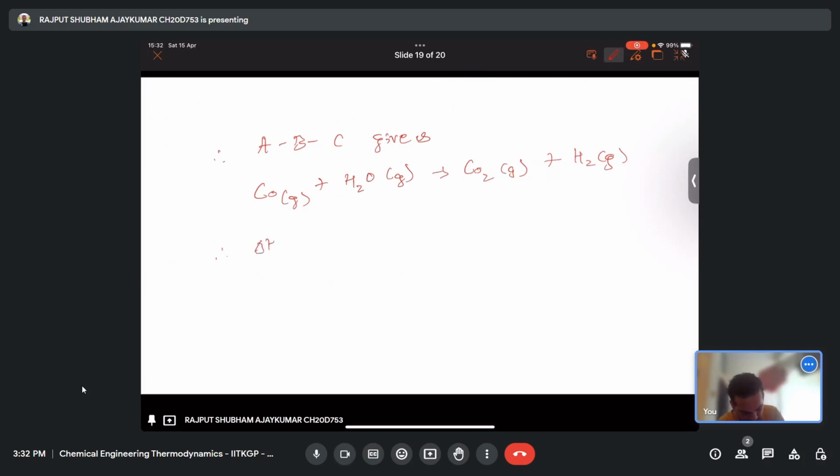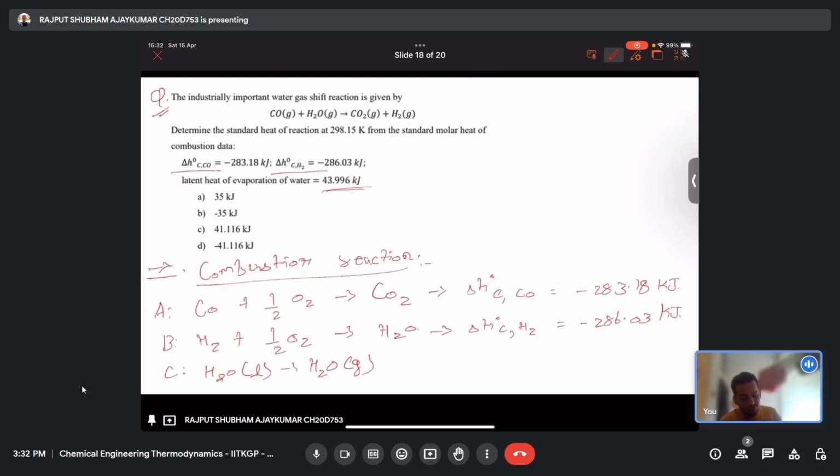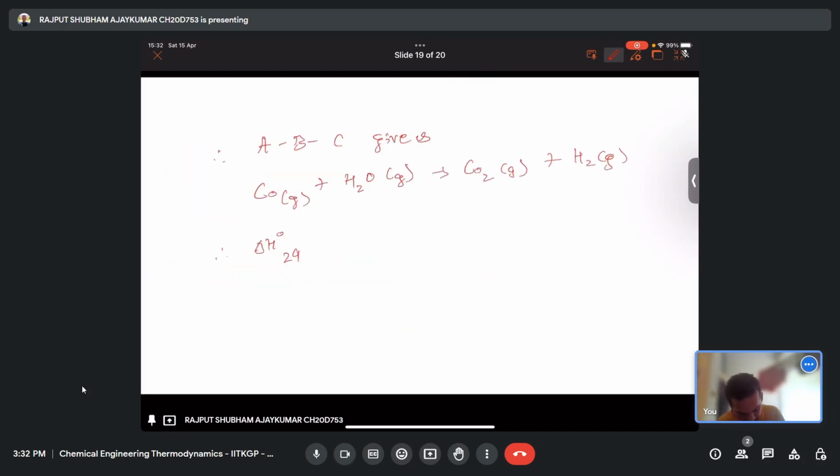Therefore, the standard molar heat of combustion data at 298, that is at room temperature, is given to us: minus 283.18 minus of minus 286.03, minus 43.966, that is given to us. This comes out to minus 41.116 kilojoules. So this is the actual answer.